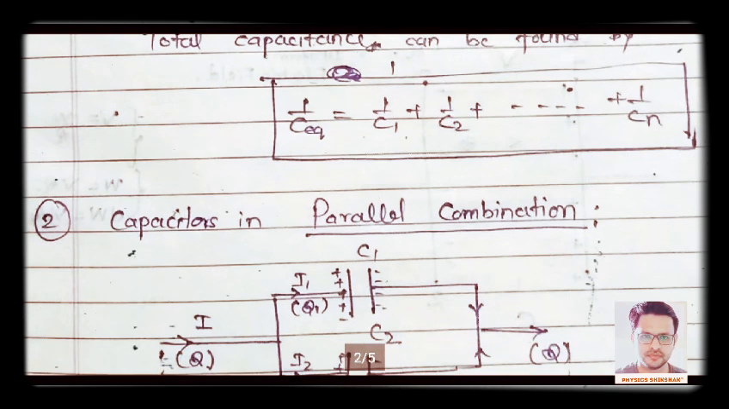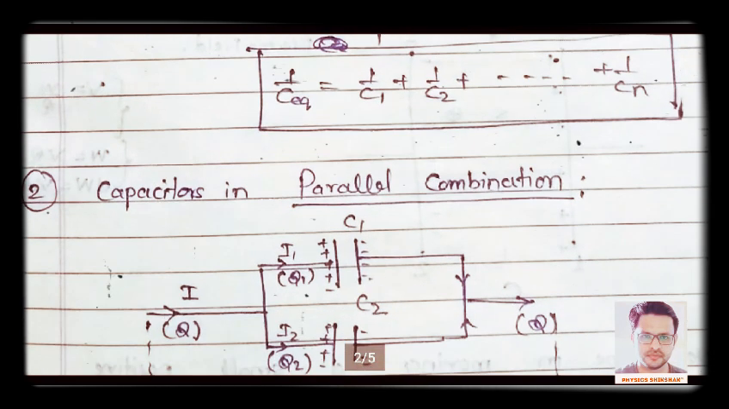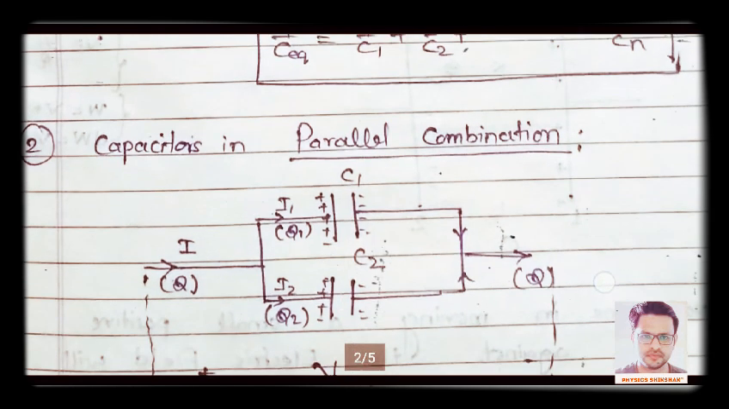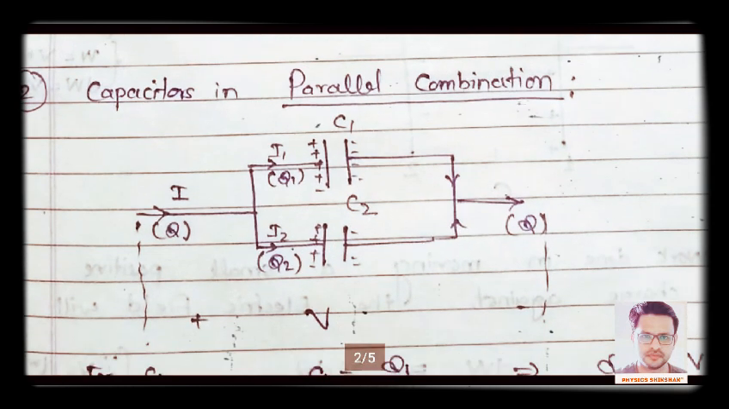Now let's move to the capacitors combination in parallel. You will see that when we connect the capacitors in parallel combination, both ends of the capacitors are connected to each other.